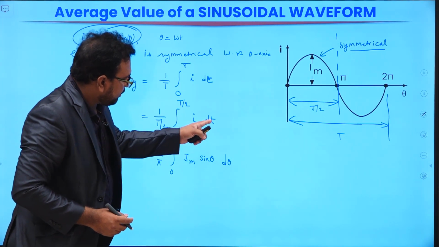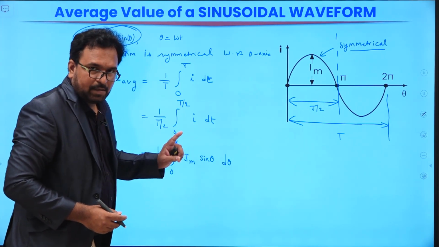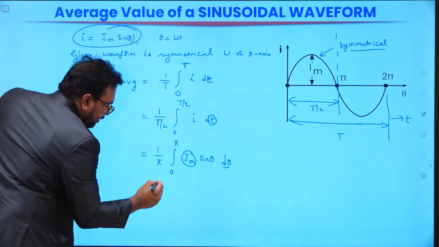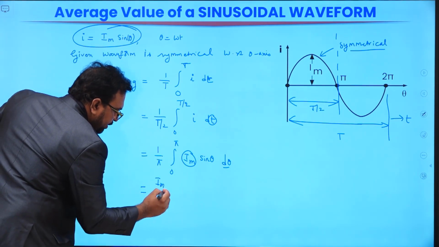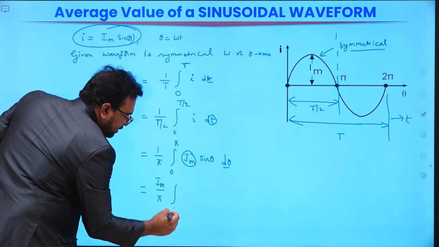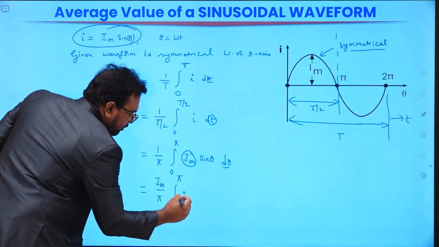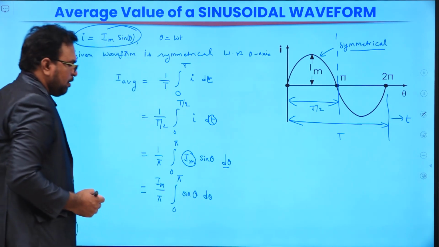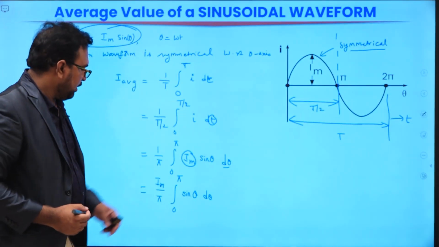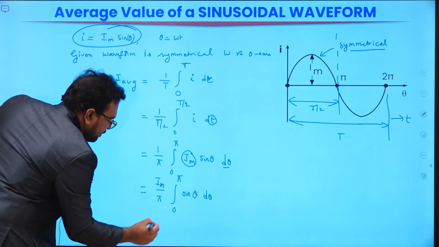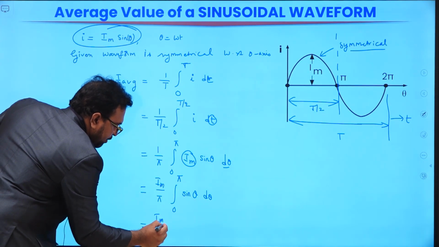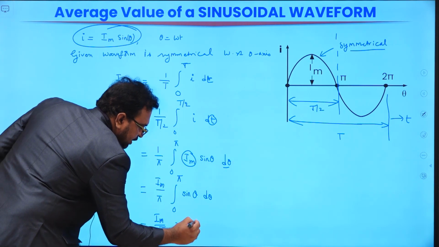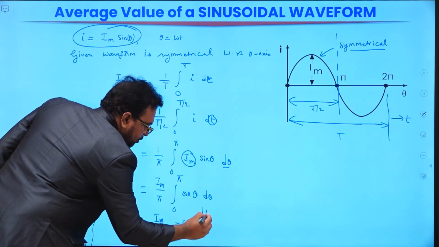That's why variable t is also replaced by theta. The variable is theta. That's why Im is constant, take it out of the integral. So Im by pi integral 0 to pi sin theta d theta. Now what is integral of sin theta? Already we know that the integral of sin theta is minus cos theta. So Im divided by pi into integral is minus cos theta. What are the limits here? 0 to pi.